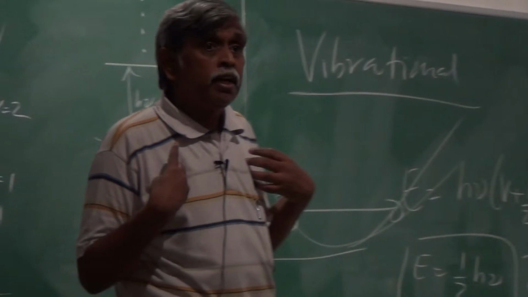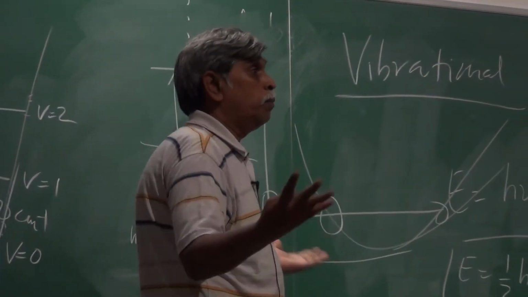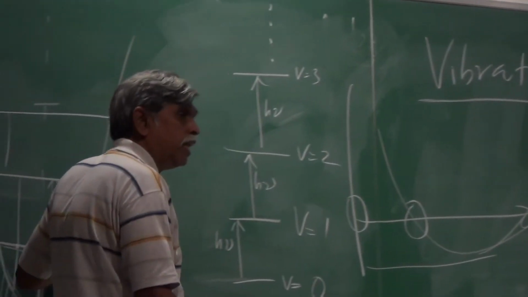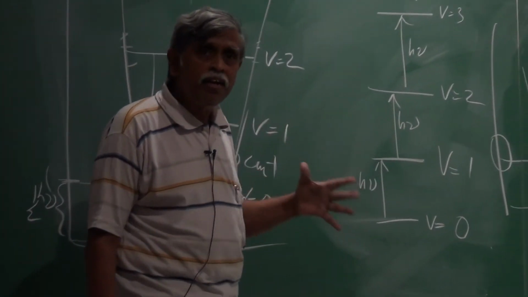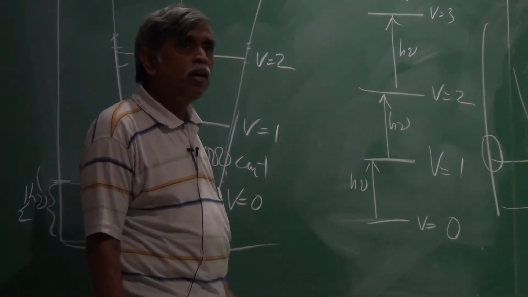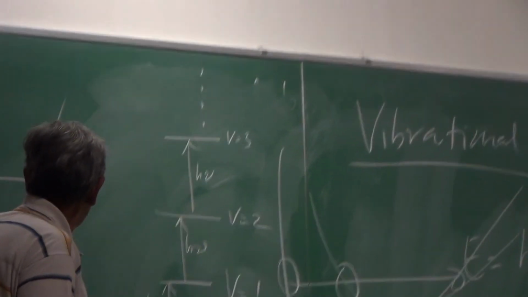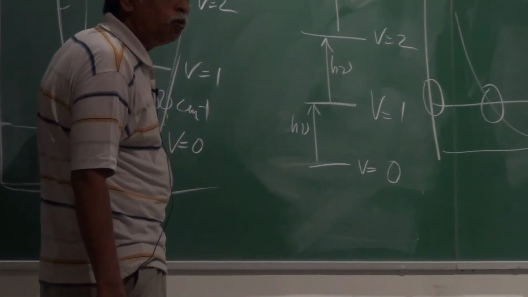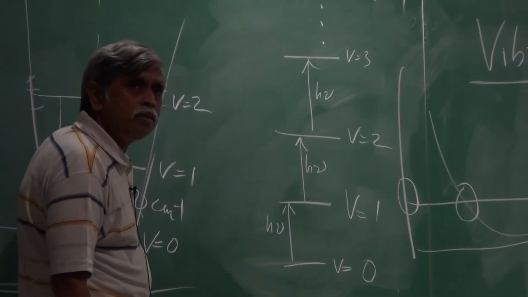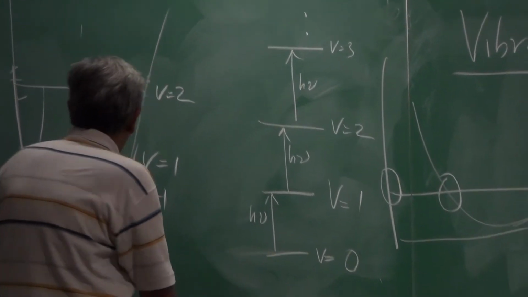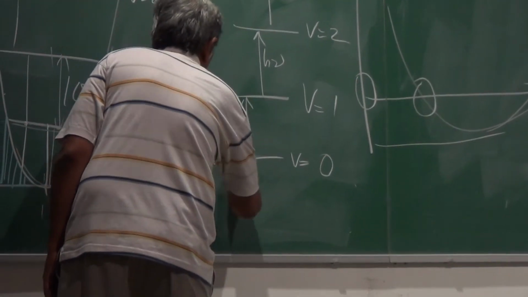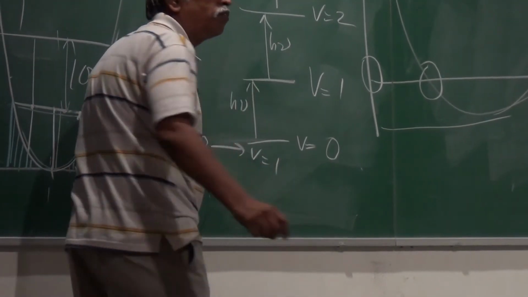So now what's the next thing I need to do? I know the population. I know where the population is. The population is all sitting here. And now if I shine light, what do you think it will do? If the frequency of light is appropriate, it matches this spacing, what will the molecule do? Take the same energy and jump up here. And therefore I make a V equal to 0 to V equal to 1 transition.